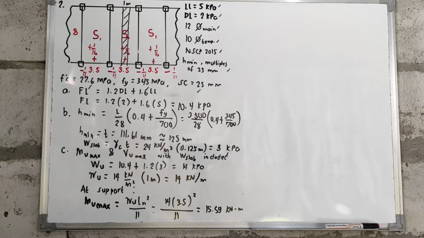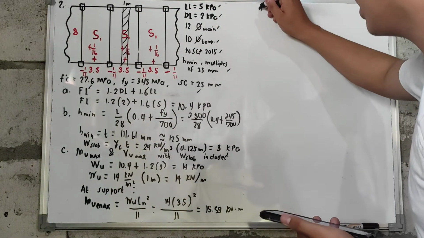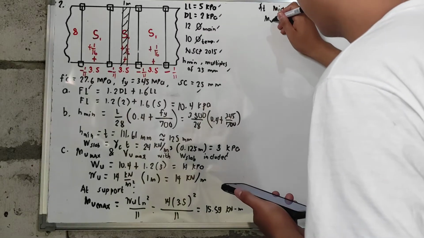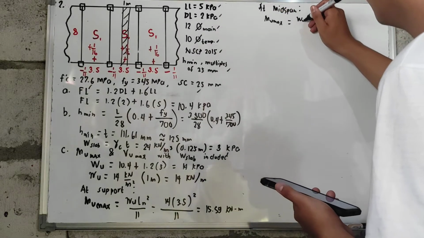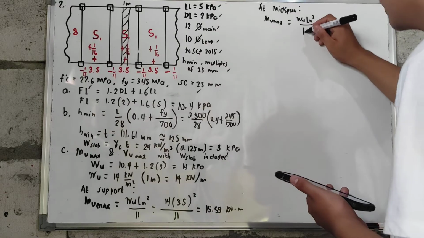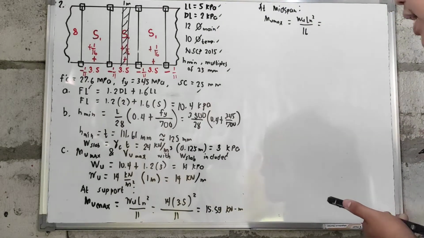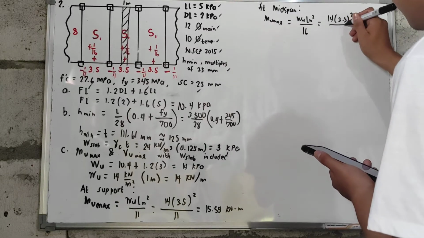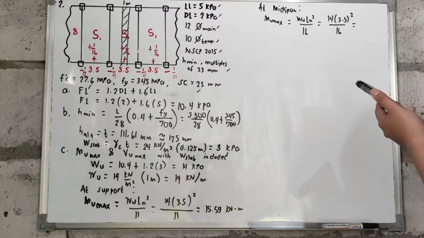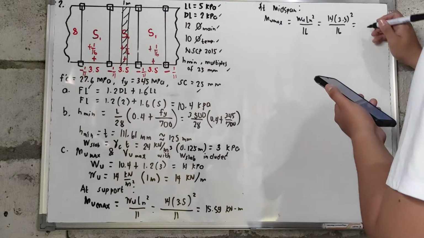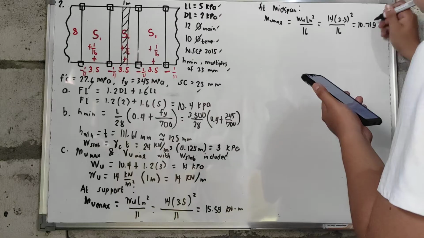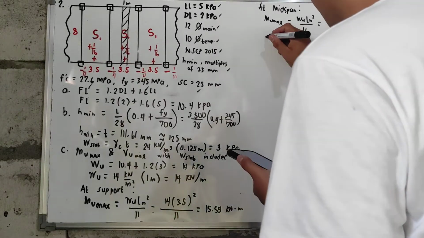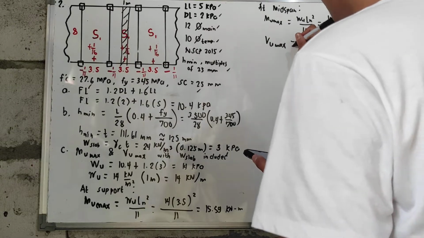meter. Next naman, let us calculate for the value of your Mu max at mid-span. Dun sa gitna naman, that is equal to Mu max, that is Wu Ln squared over 16. So yung Wu natin dito, that is equal to 14 multiplied by 3.5 squared over 16. So you will have a value of your Mu max which is equal to 10.719 kilonewton meter.